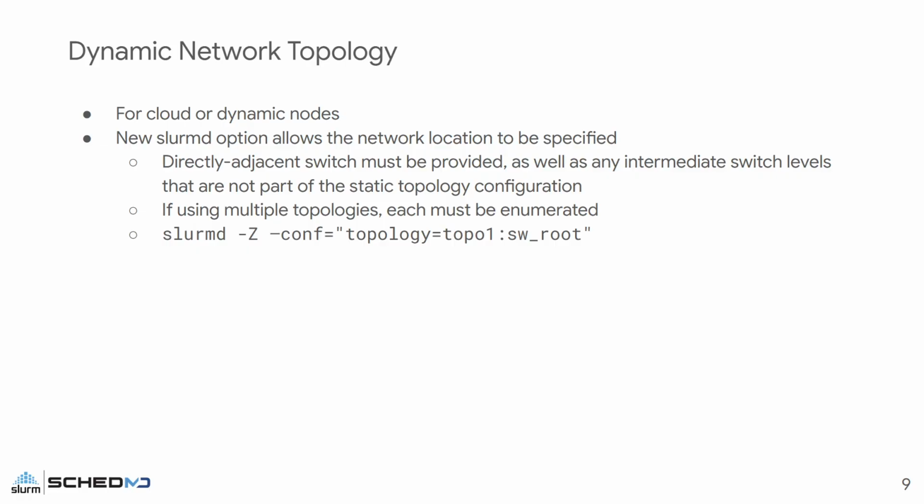Alongside this is the idea of dynamic network topology. Especially for cloud and dynamic nodes, you previously had to define their place within the topology statically through topology.conf. Instead, this new slurmd option allows that node's place within one or more of the topologies to be enumerated, generally by just specifying the most immediate switch. There is some limited support for constructing a total topology ephemerally if you enumerate multiple switch layers all the way back to a predefined root. That's available as well. This --conf topology option is how you specify this when the slurmd starts up and then registers against the cluster.